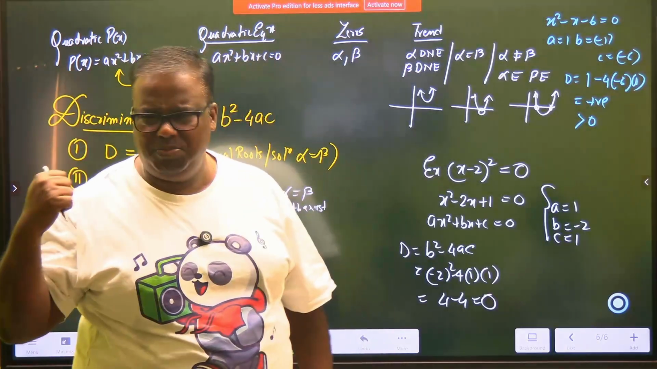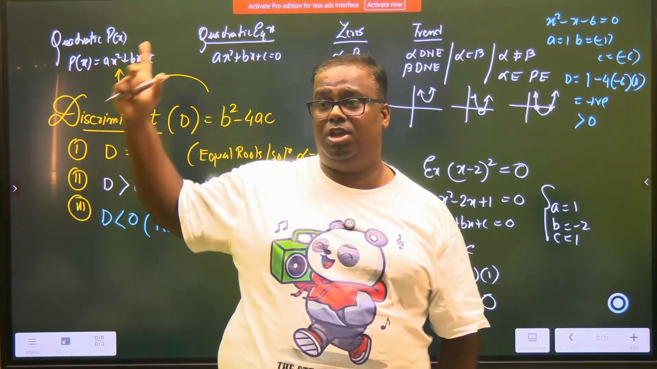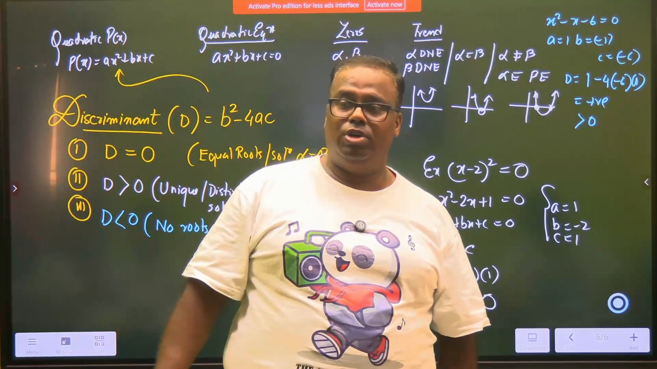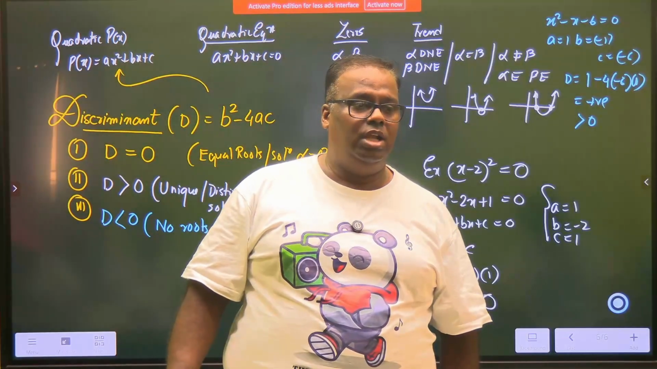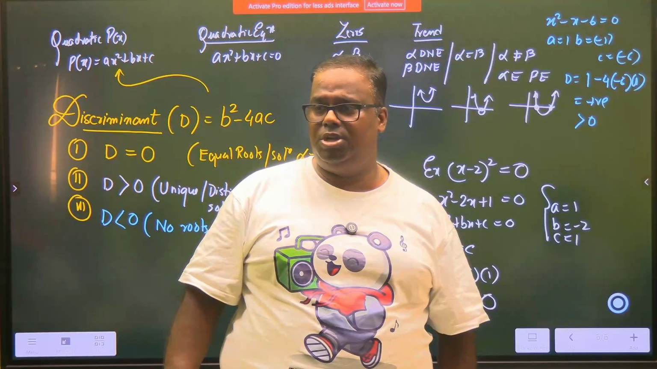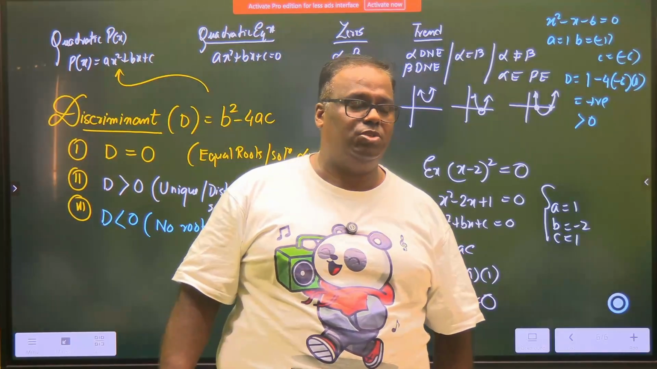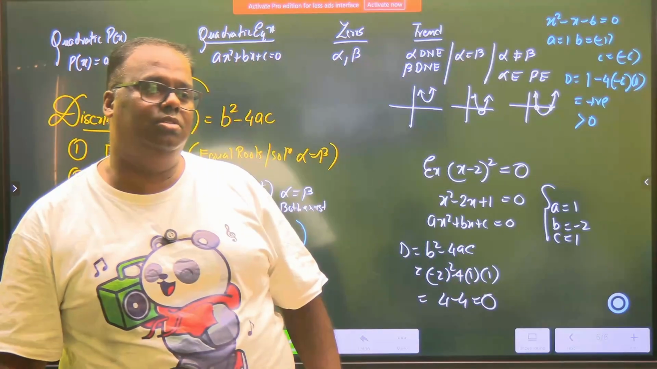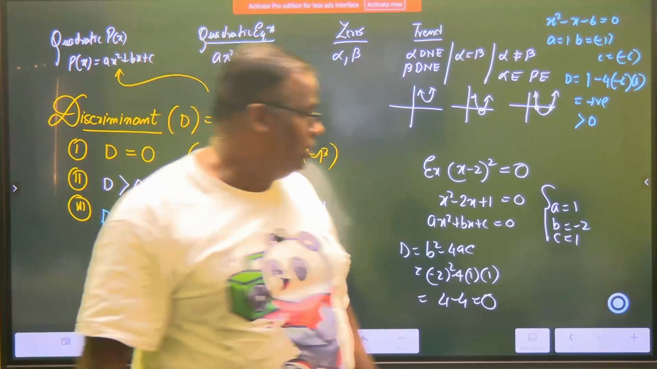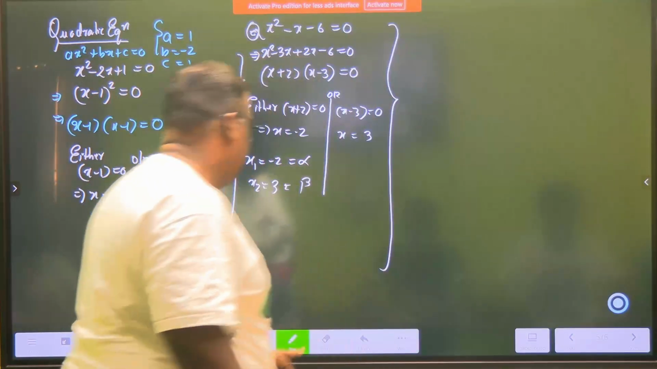Is this understood? But this will not be so much helpful in this chapter. This will be helpful in quadratic equations. So in quadratic equations, we can have two roots, and to know the nature of roots, please calculate the discriminant. Discriminant is b square minus 4ac. D equal to 0, equal roots. D greater than 0, distinct roots. D less than 0, no roots. Okay, next.